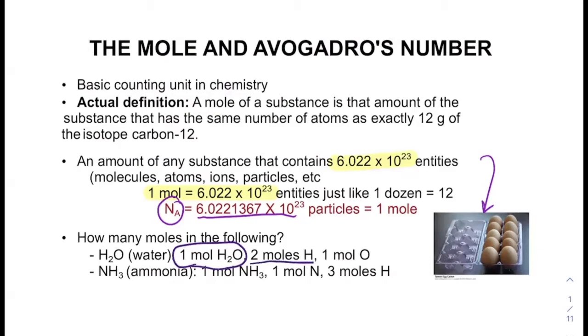For example, if I have 1 mole of water, H2O, that means that I have 2 moles of hydrogen and 1 mole of oxygen. If I have 1 mole of ammonia, that means that I have 1 mole of nitrogen and 3 moles of hydrogen. And this is because of the subscript.